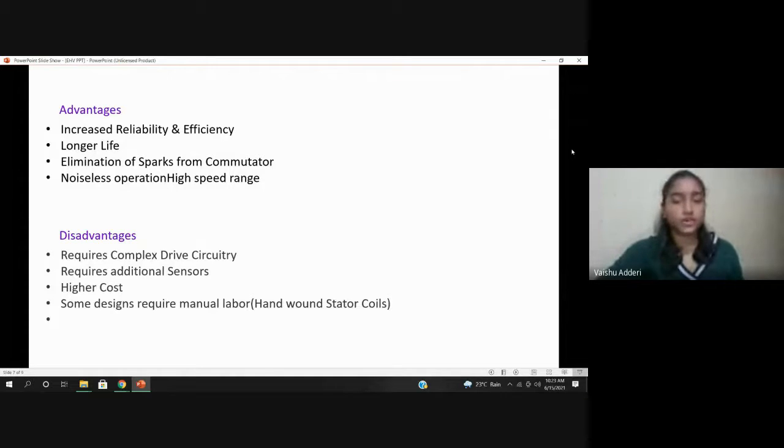I would like to conclude by saying, although brushless DC motors are more expensive, they have many advantages. A brushless DC motor does not produce brush or commutator particles or gas as byproducts of operation.